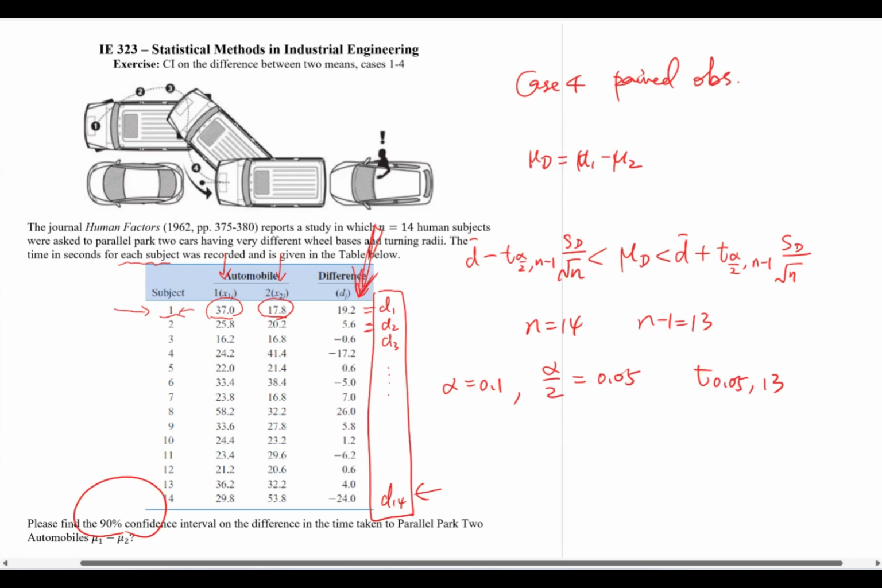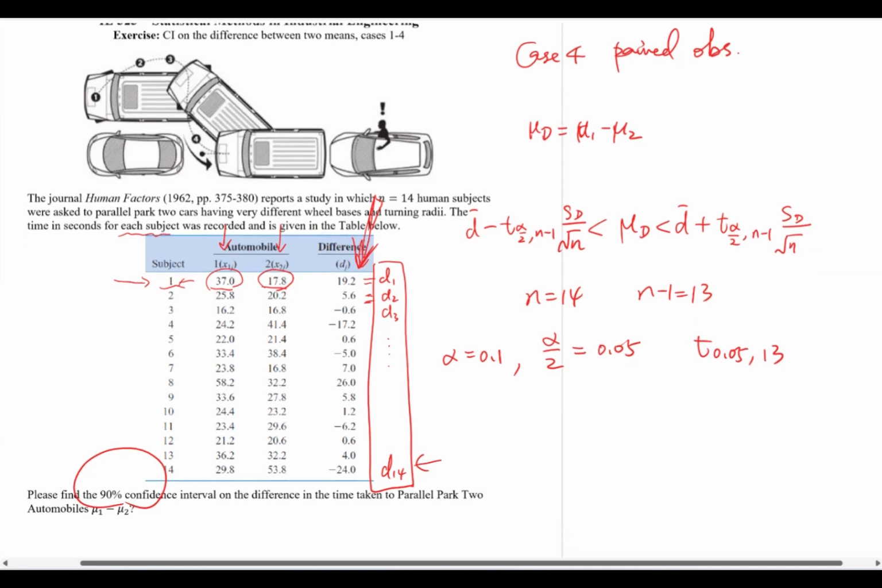Okay, so let's find out the d bar. We can find the d bar and the sd based on the differences. So where did we get this 19.2? This minus this equals 19.2. 25.8 minus 20.8 equals 5.6. So we take the difference between these, and then we got the differences.